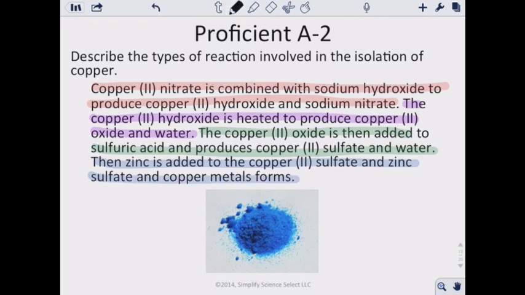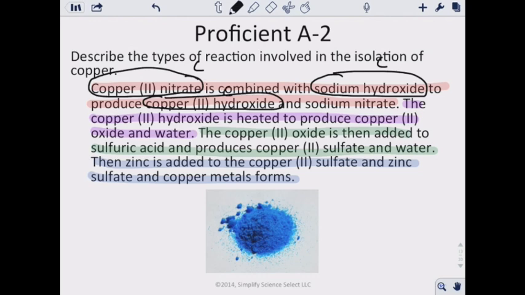So looking at each piece of these, then we can kind of break it apart. We have copper 2 nitrate, that's a compound, is combined with sodium hydroxide, that's a compound, to produce copper 2 hydroxide, that's a compound, and sodium nitrate, which is a compound. So we can see that the sodium was bonded to hydroxide, now it's bonded to nitrate. Well, when we're seeing all of that, they switch partners, so that is a double replacement.